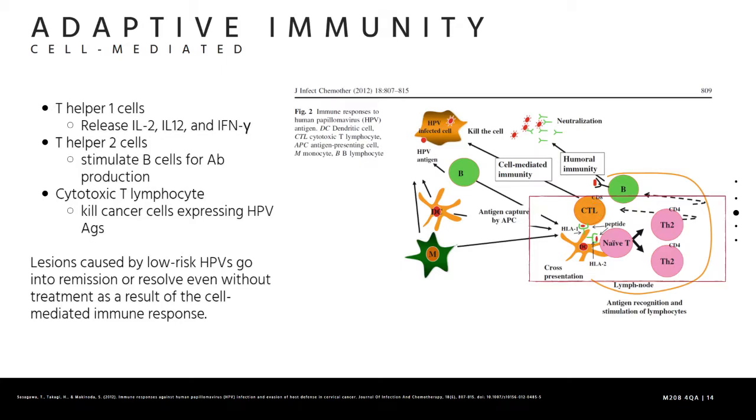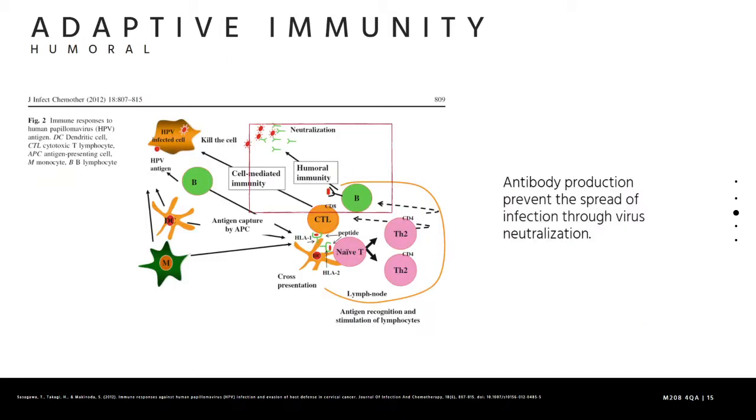The lesions caused by low-risk HPVs will eventually go into remission or resolve on their own even without treatment, and this is the result of the cell-mediated immune response. Meanwhile, for humoral immunity, the B cells that were stimulated by Th2 will produce the antibodies against the specific HPV type, and specifically for the L1 major capsid protein, and this will prevent the spread of infection through virus neutralization.